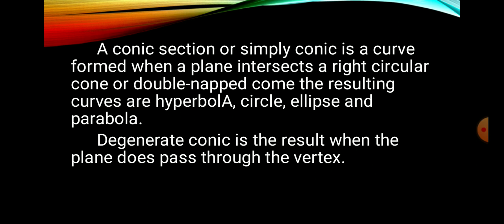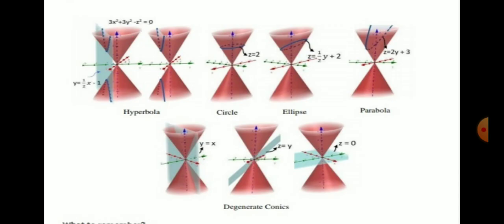A conic section, or simply conic, is a curve formed when a plane intersects a right circular cone or double napped cone. The resulting curves are hyperbola, circle, ellipse, and parabola. A degenerate conic is the result when the plane passes through the vertex. The kinds of conic sections are the hyperbola, circle, ellipse, parabola, and the degenerate conics.